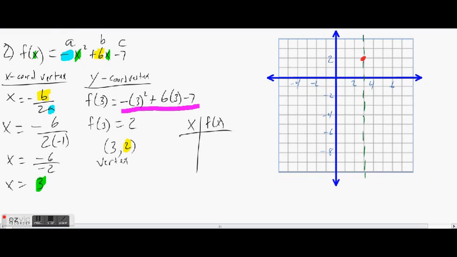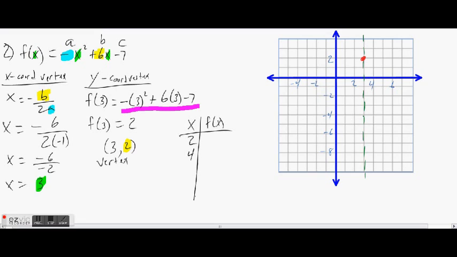One space to the left and one space to the right are exactly the same. So one space to the left is what? Is 2. So I'm going to use 2. One space to the right of my vertex is 4. So I'm going to use 4. And again, what do I know about those 2 points? They're going to be exactly the same.